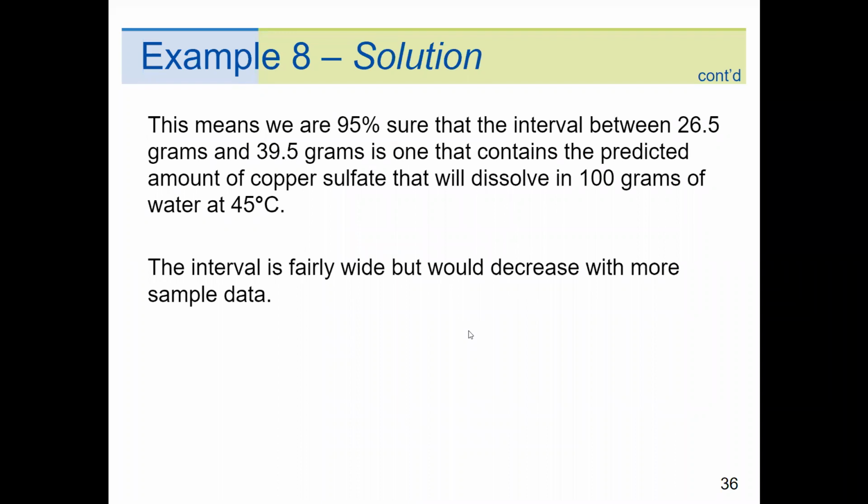This means that we are 95% sure that the interval between 26.5 grams and 39.5 grams is one that contains the predicted amount of copper sulfate that will dissolve in 100 grams of water at 45 degrees Celsius. The interval is fairly wide, but would decrease with more sample data.